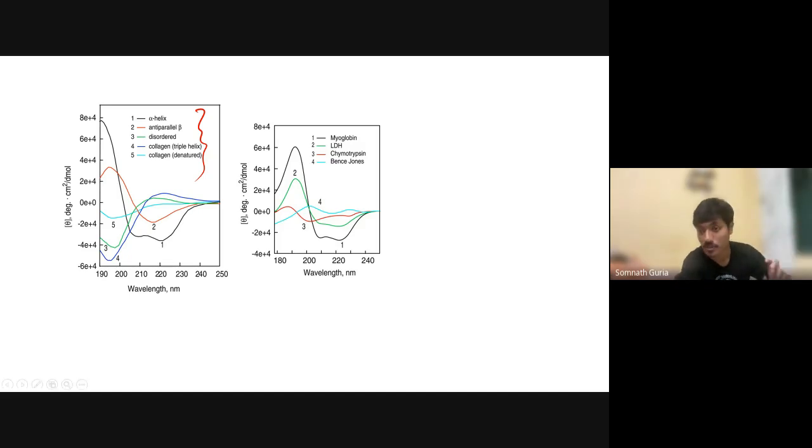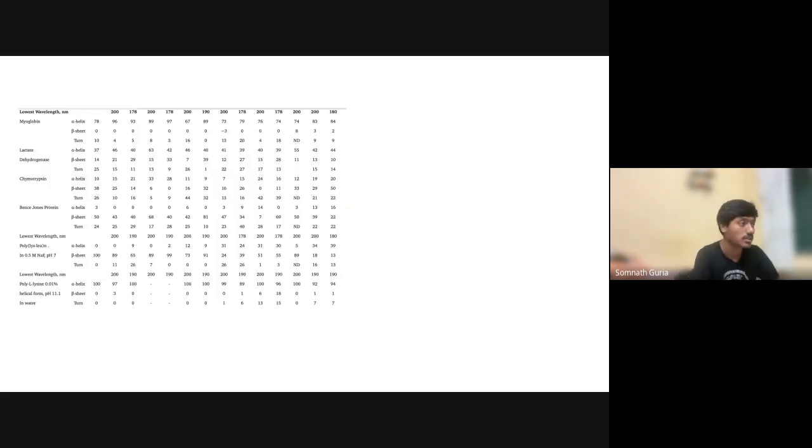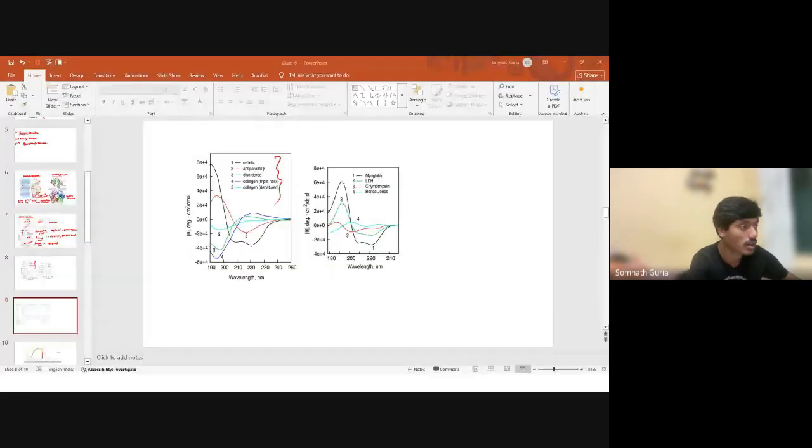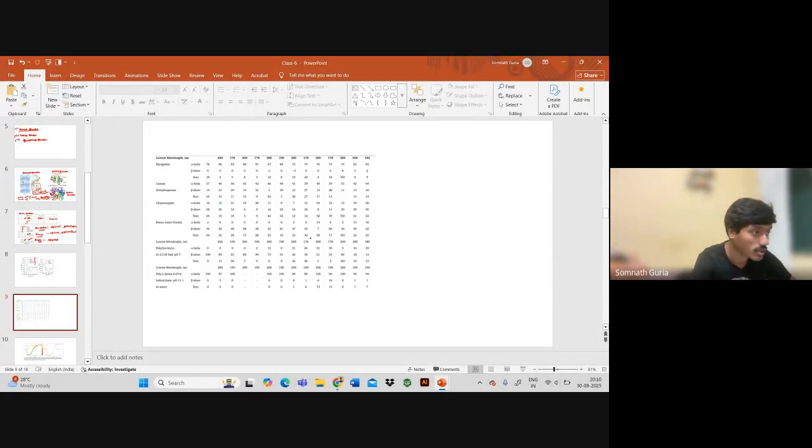If you deconvolute it, people have deconvoluted it with respect to the data actually available for only the alpha helix, only the beta sheet, and only the random coil. We will deconvolute that. In that deconvolution data, we can zoom in.